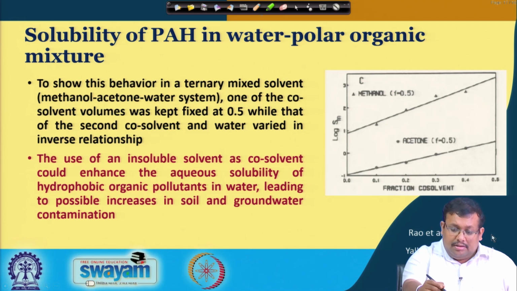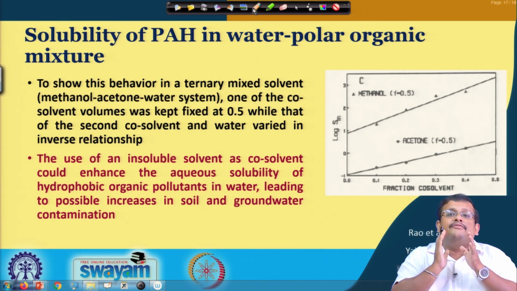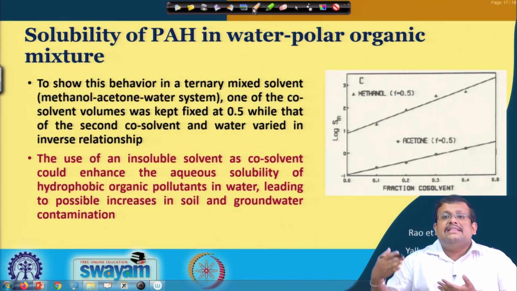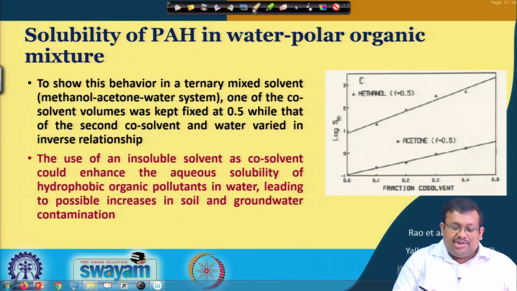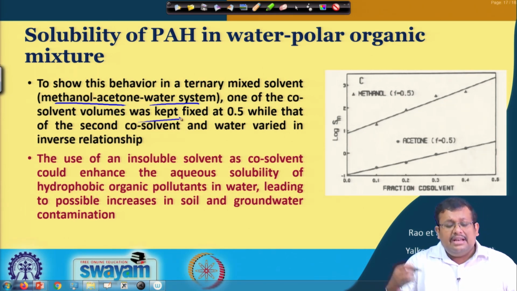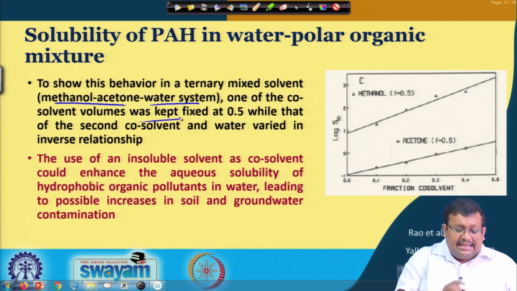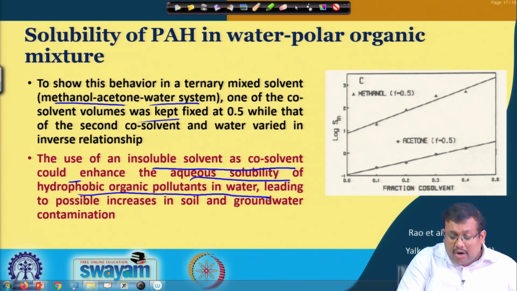Now, the third plot shows this behavior in ternary solvents. We have seen the increase in solubility of the pollutants with increasing volume fraction of a co-solvent in a binary mixture. However, for a ternary mixture solvent like the methanol, acetone and water system, one of the co-solvent volume fractions was kept at 0.5, while the second co-solvent was varied with the inverse relationship. Now, we can see that the use of an insoluble solvent as co-solvent could enhance the aqueous solubility of hydrophobic organic pollutants in water, leading to possible increase in soil and groundwater contamination.